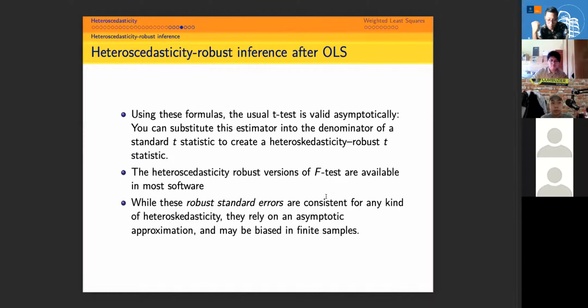Again, the robust standard errors are consistent for any kind of heteroskedasticity. This is the good thing about the test, that it's consistent for any kind of heteroskedasticity. The test or the estimation relies on asymptotic approximation, so you need a relatively large sample, and there may be bias in relatively finite samples.